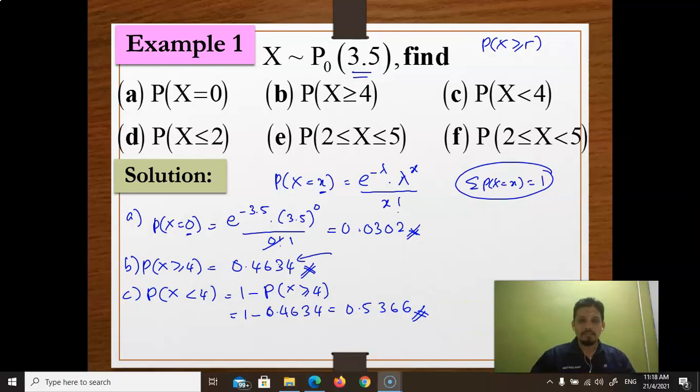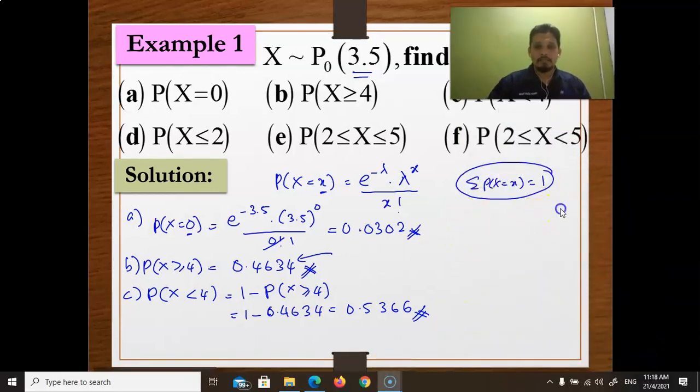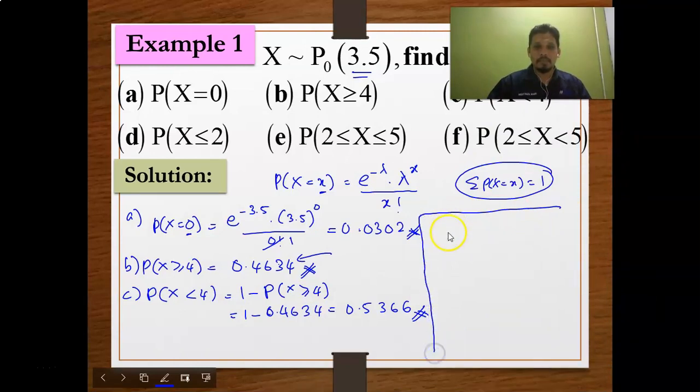Then next, D. For D here, the probability of x less than or equal to 2, including 2. That means we want the probability of x equal to 0, 1, and 2. You may do this one by one, but to make our life easier, just use 1 minus the probability of x greater than or equal to 3. So we begin with 3 here.